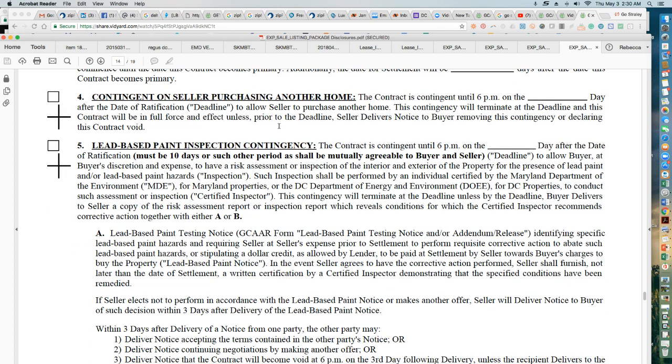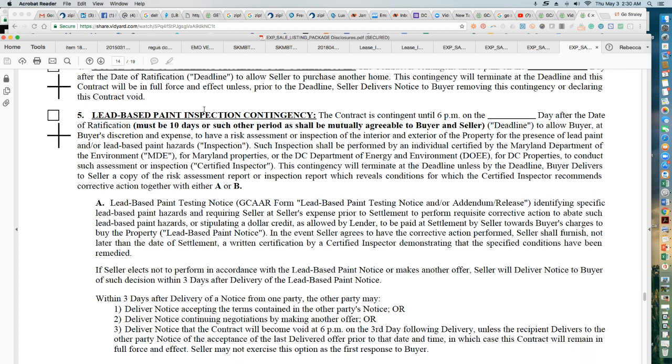Contingent on sellers purchasing another home. Sometimes they want to sell their home, get it under contract, and then go find another home. So again, this would be like the 30th day after the date of ratification, however long both parties agree.